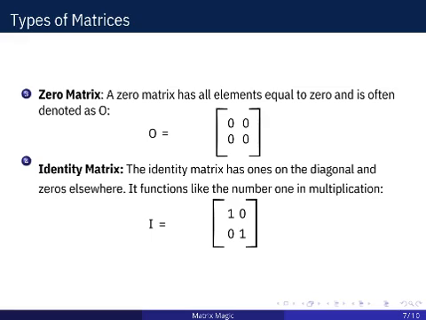Next, we have the zero matrix, where all elements are 0. It's often denoted as O. Here's an example. Finally, there's the 2 by 2 identity matrix, which has 1s on the diagonal and 0s elsewhere. It acts like the number 1 in multiplication.